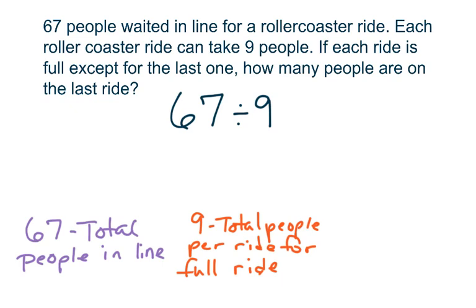Now that I know what each of these pieces represents, I can solve this problem, and I need to understand, what am I solving for? When I solve this problem, what is my quotient going to represent, and what is my remainder going to represent?